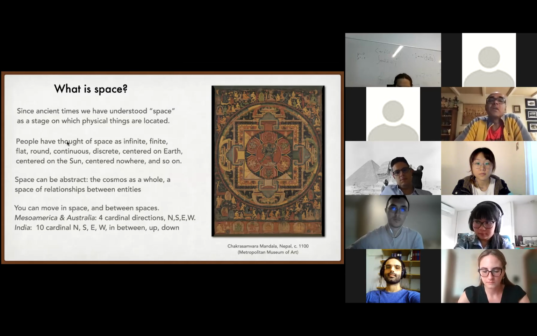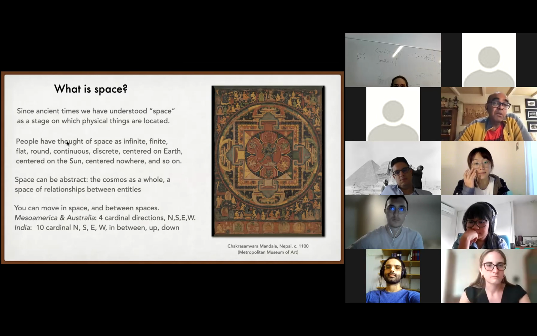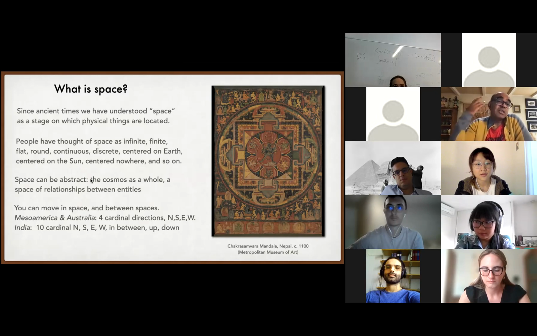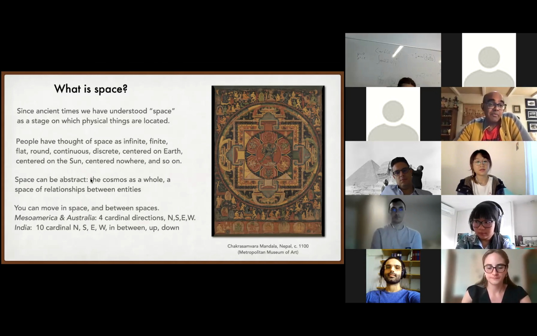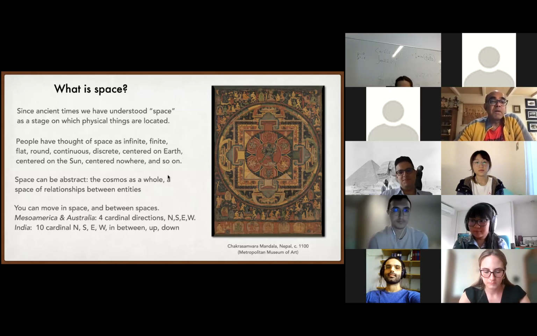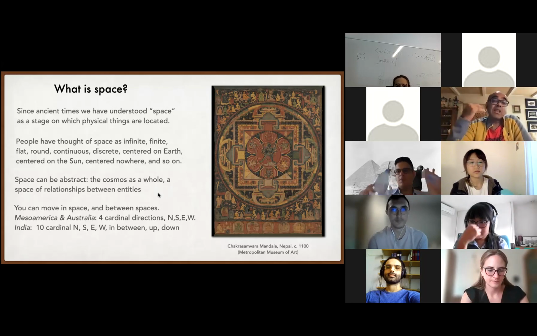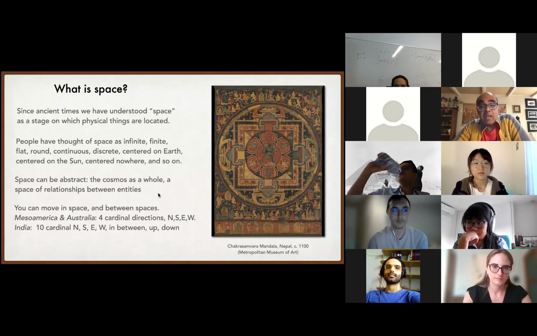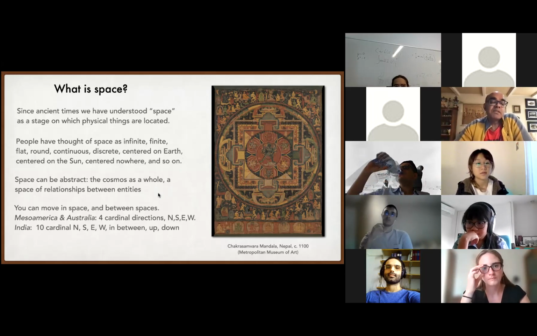Since ancient times, we've understood space as a stage on which physical things are located. And people imagine space as finite, infinite, flat, round, continuous, discrete, centered in the sun, and so on. At least as humans, we are able to imagine inside our heads space as an abstract thing, like the cosmos as a whole. Here's a picture of the cosmos, according to some Nepalese artist. And we also think about space as relationships between entities. We construct spaces like this in our head, and we're able to manipulate them. We're also able inside our heads to move in space and between spaces.